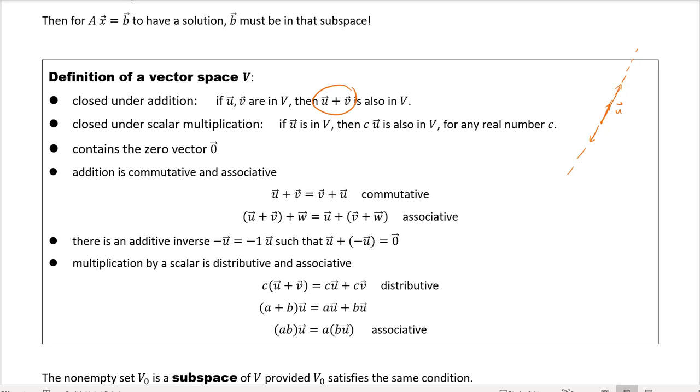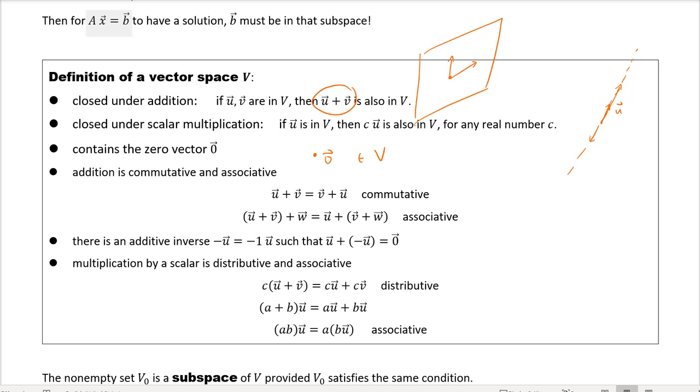And what about the first one? Closed under addition means, if two vectors u and v are in the set V, then the whole plane generated by these two vectors, u plus v, must be in V. Okay, and then the next one: V contains the 0 vector. It means the 0, the origin, must be in the set V. Okay, so the 0 vector is in V.